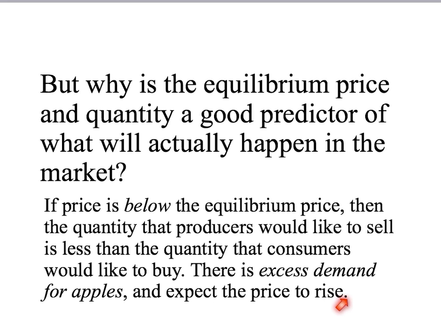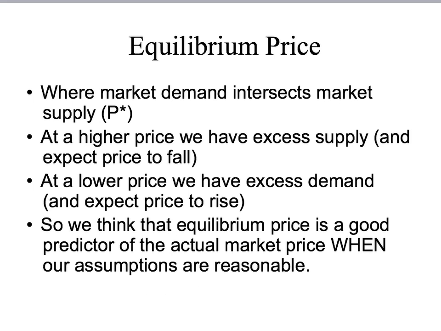By our dynamic assumptions, the price is going to move in the market to the equilibrium price, that price where demand and supply cross, that price where both sellers and buyers' plans can be satisfied. So our equilibrium price is a great predictor of what the market price will be when our assumptions are satisfied, when our assumptions are realistic. So to summarise, our equilibrium price, where market demand intersects market supply, is our predictor for what the market price will be. It's our predictor for what buyers will pay and sellers will receive in the market.